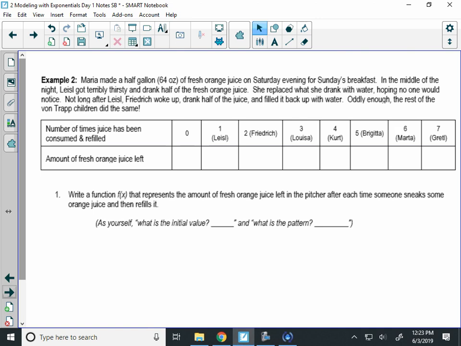Not long later, Friedrich woke up. He also drank half the pitcher of orange juice and had the same thought as Liesl. He refilled it with water so no one would know. Oddly enough, every Von Trapp child did the same. So let's fill in the table.